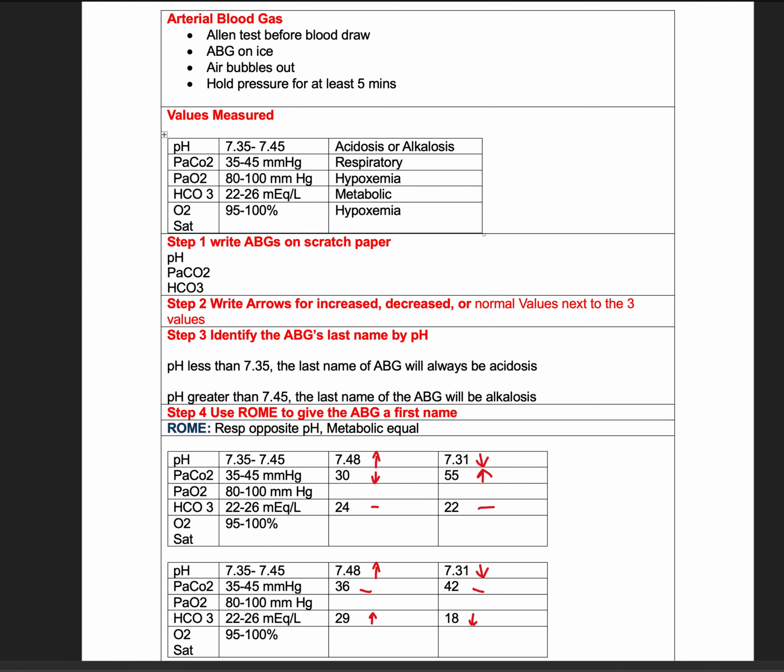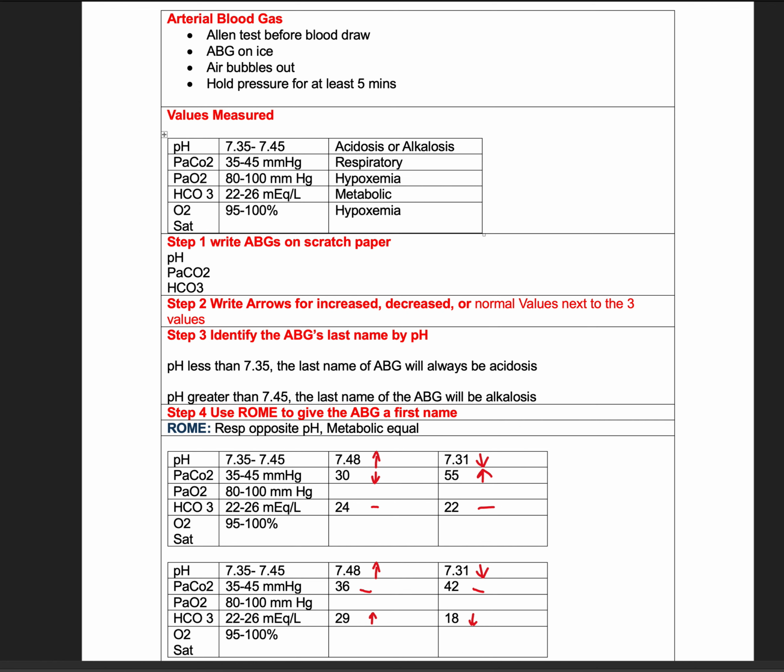In step 4, you're going to use ROME to give the ABG a first name. So ROME stands for respiratory opposite pH. So it's respiratory opposite the pH. So if my CO2 has an arrow that is going in the opposite direction of the pH, that means my first name is respiratory, okay? If my arrow is going in the same direction for the bicarb, that means a metabolic problem is causing that ABG to be alkalotic, okay?